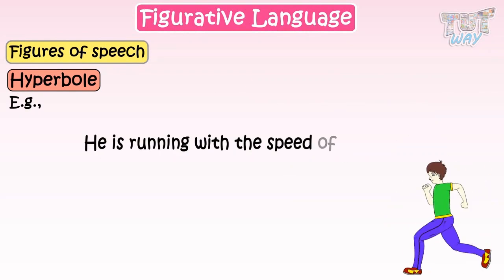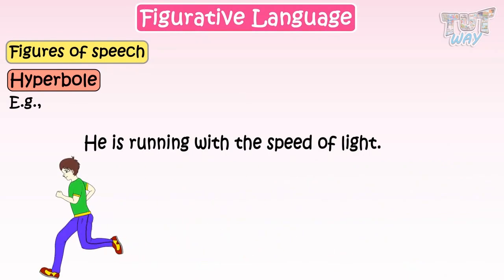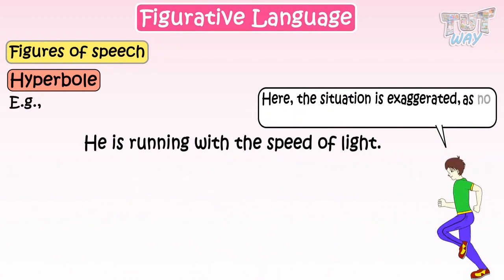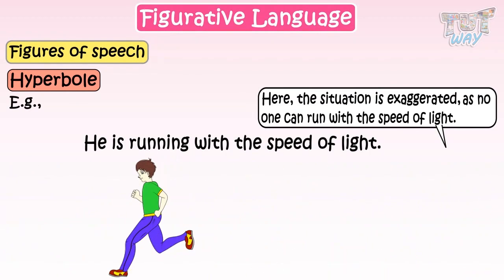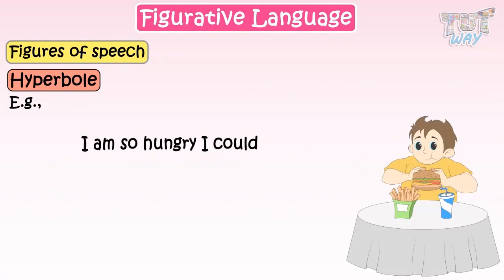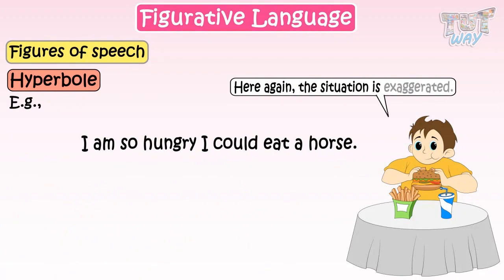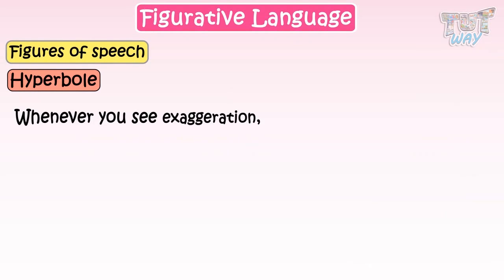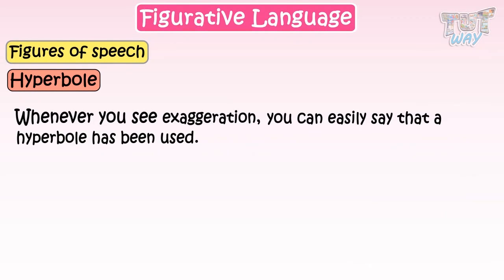"He is running with the speed of light." Here again, the situation is exaggerated, so no one can run with the speed of light. "I am so hungry, I could eat a horse." Here again, the situation is exaggerated. Friends, whenever you see the exaggeration, you can easily say that the hyperbole has been used.